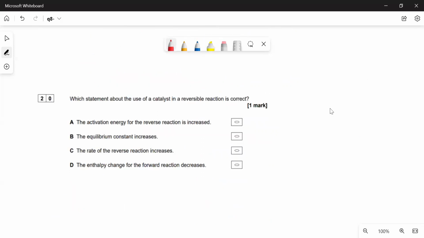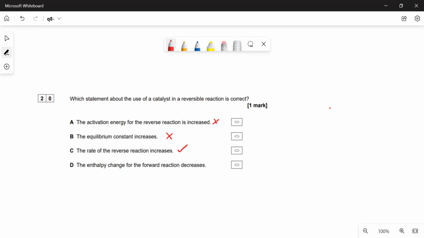20. Which statement about the use of a catalyst in a reversible reaction is correct? The activation energy for the reverse reaction is increased. No, it's actually decreased in both directions. The equilibrium constant increases. It doesn't affect the value of the equilibrium constant. It just gets to equilibrium faster. The rate of the reverse reaction increases. That is true. Forward and backward reactions both increase.